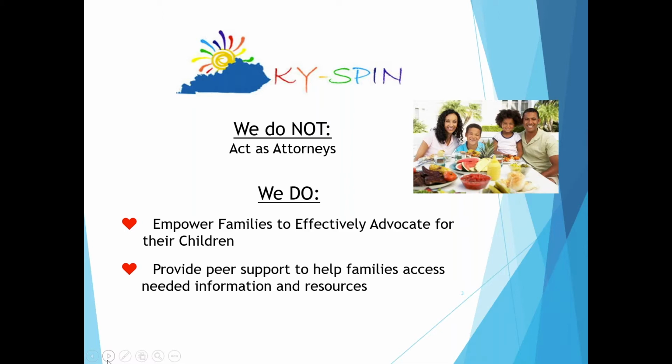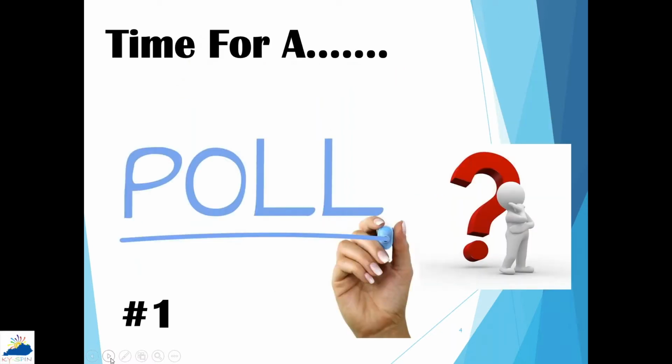We also provide peer support to help families access that needed information and those resources. We at Kentucky Spin are either parents of a child or an adult with an intellectual or developmental disability, or we are a sibling of someone with an intellectual or developmental disability, or we are a person with a disability ourselves. So we're really excited about that peer support that we are able to provide families.